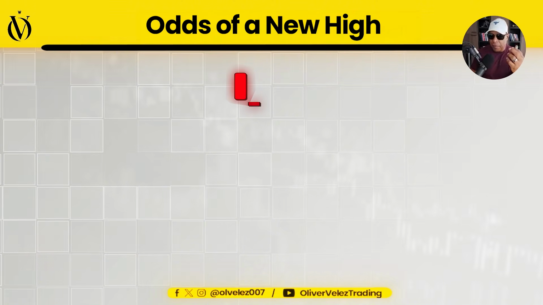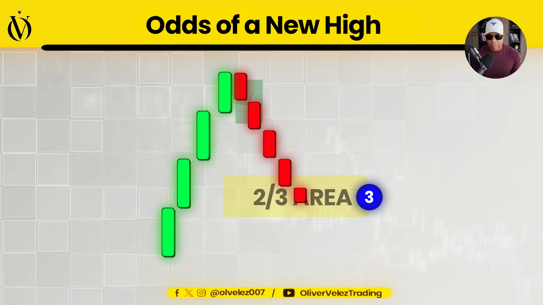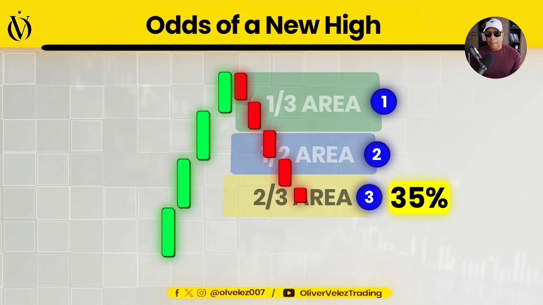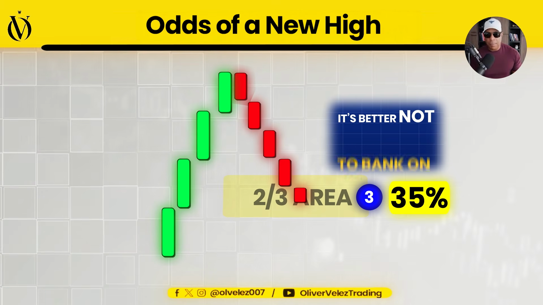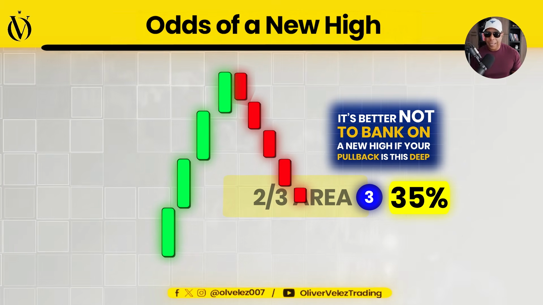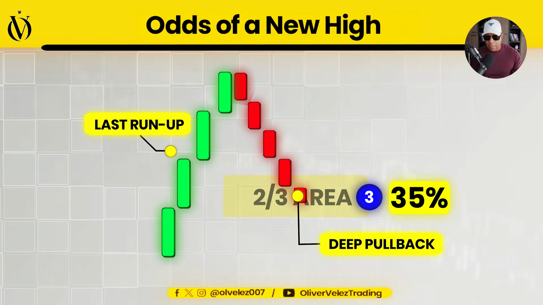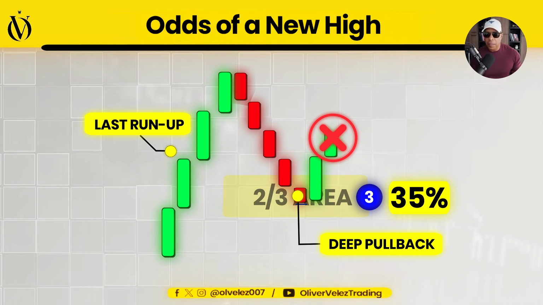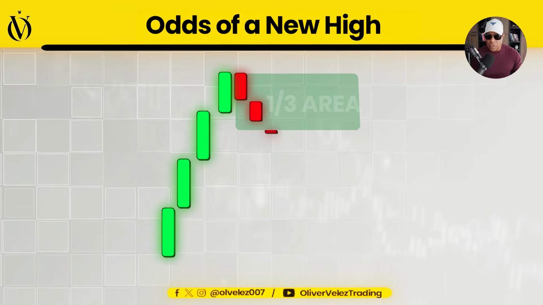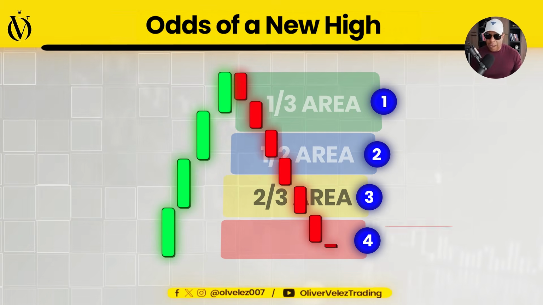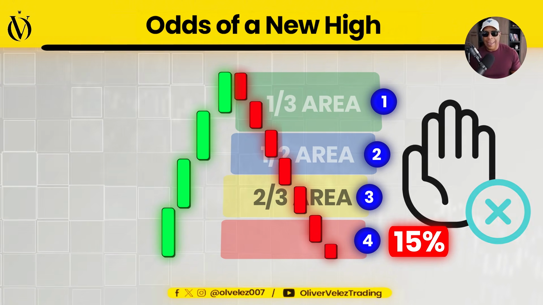You're playing by specific, precise concepts and strategies. If your pullback falls to within the second, third zone, remember these zones, your odds drop to 35% of a new high. So now we're going into the other way. It's better not to bank on a new high if your pullback is this deep into the last run-up. See, this is your last run-up. This deep into the last run-up, the bounce is probably not going to make the new high. That's what the odds suggest. And if you drop to the last part, remember these 4 parts, right? Your odds are 15% that you bounce all the way back to a new high. That's almost saying it ain't happening, bro.